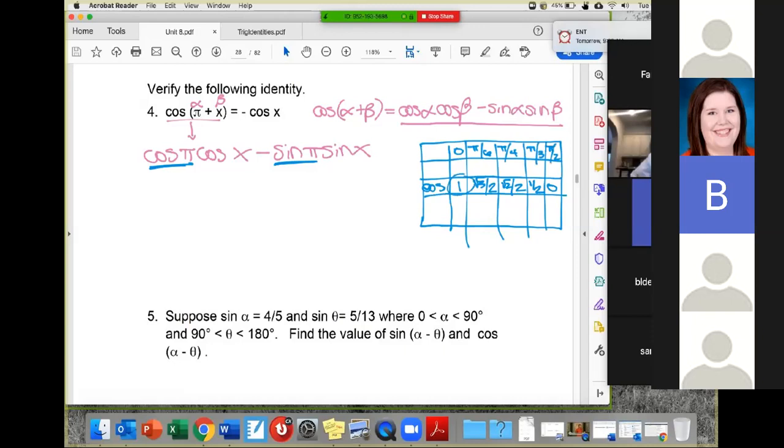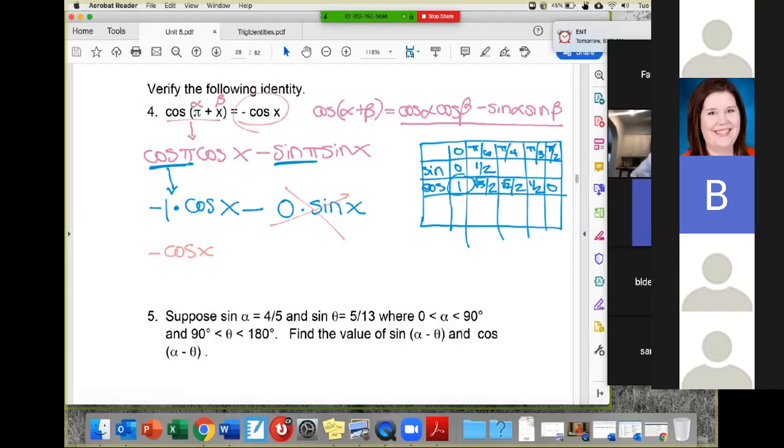So that means the cosine at pi, what value can I put in place of that? -1. And what value then can I put in place of sine of pi? 0. Now what does that do for me? Actually finishes up the problem, because anything times 0 cancels out. And that just leaves me negative cosine x, which happens to be my right-hand side.